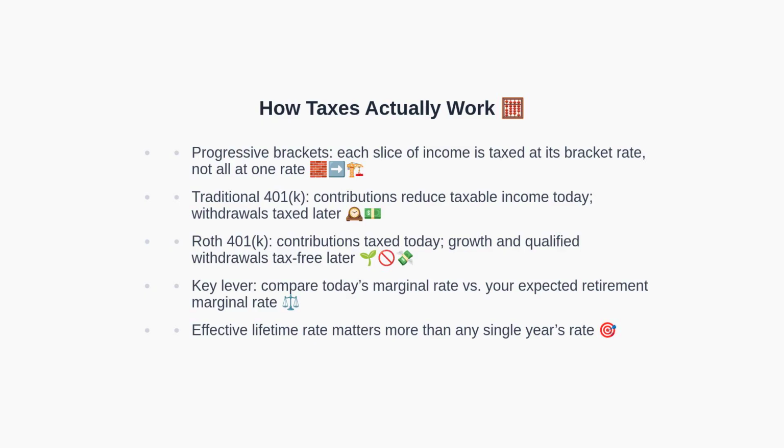To set the foundation, remember that the U.S. tax system is progressive. Portions of your income fall into different brackets, and only the amount within each bracket is taxed at that bracket's rate. A traditional 401k reduces your taxable income today and taxes you later in retirement when you withdraw funds. A Roth 401k taxes your contribution now, but allows tax-free qualified withdrawals later. The primary decision lever is your current marginal tax rate compared to your expected retirement marginal rate. When evaluating, focus on your lifetime effective tax rate, not just a single year.